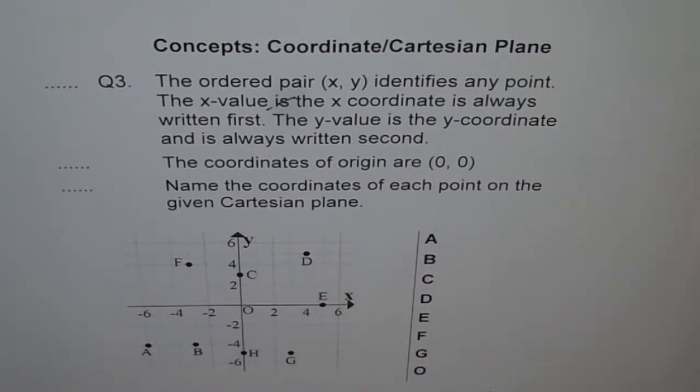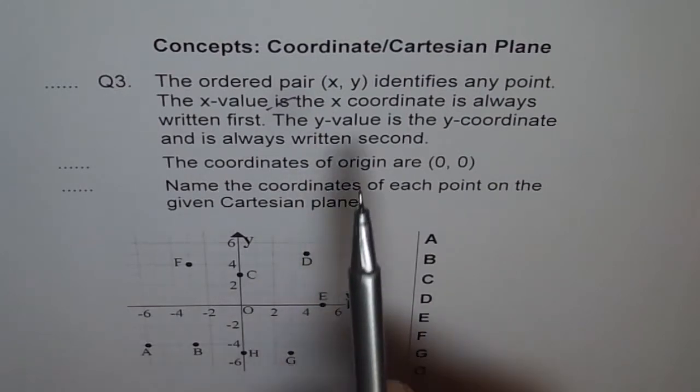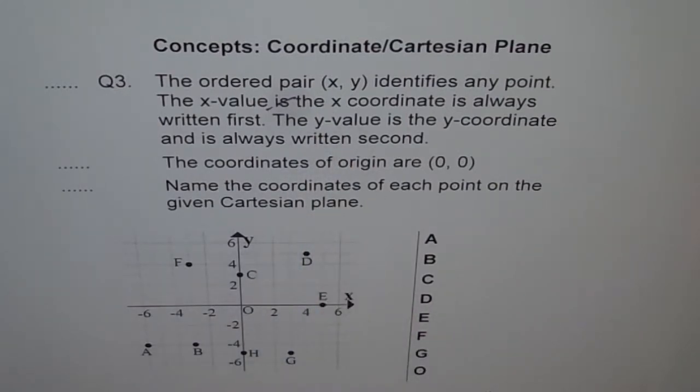Okay, so in question 3, we are talking about ordered pairs. We say that ordered pairs are always written in parentheses, where the x value is written first and then the y value. Now, what is this x value? This is your x-axis, so x is a horizontal coordinate.